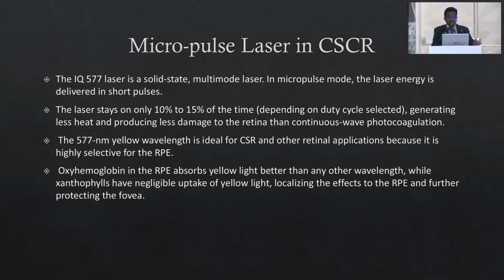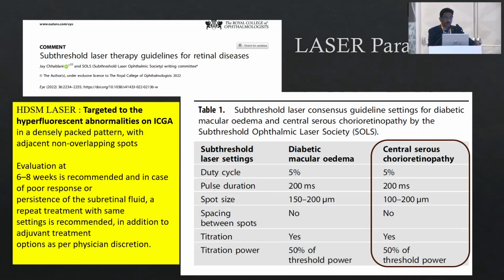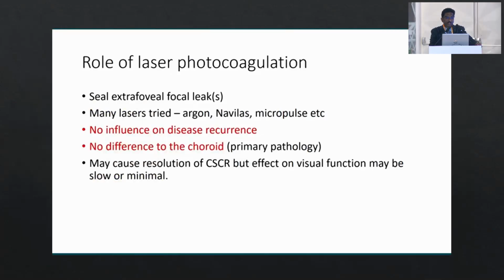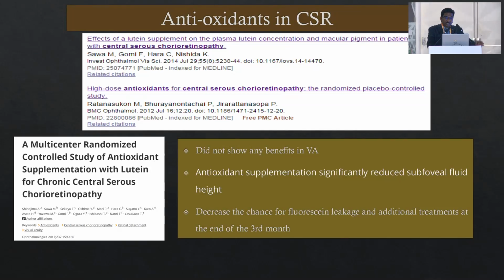As far as micropulse laser is concerned, this is to be done in a targeted way for the hyperfluorescent areas that are seen on ICG. Some of us also paint the whole CSR area using a duty cycle of 5% and pulse duration of 200 milliseconds. And this is said to work in about 17 to 20% of the patients. However, what they found was there's no influence on disease recurrence and no difference to the choroid was seen with laser photocoagulation. As far as antioxidants are concerned, again, did not show any benefits.